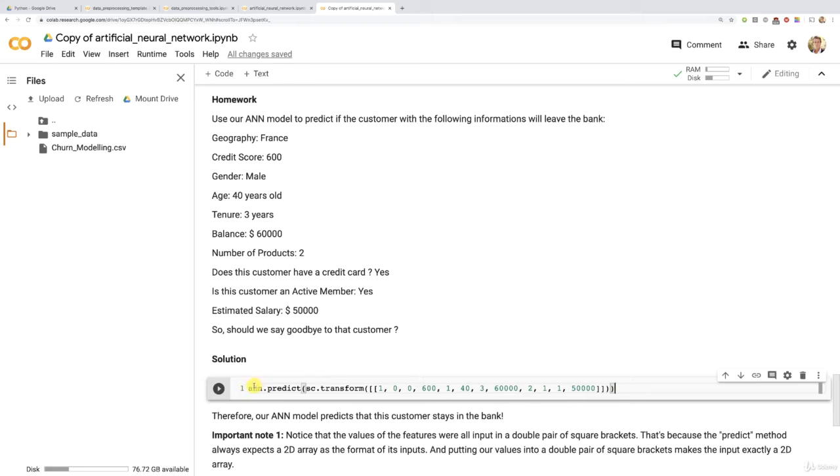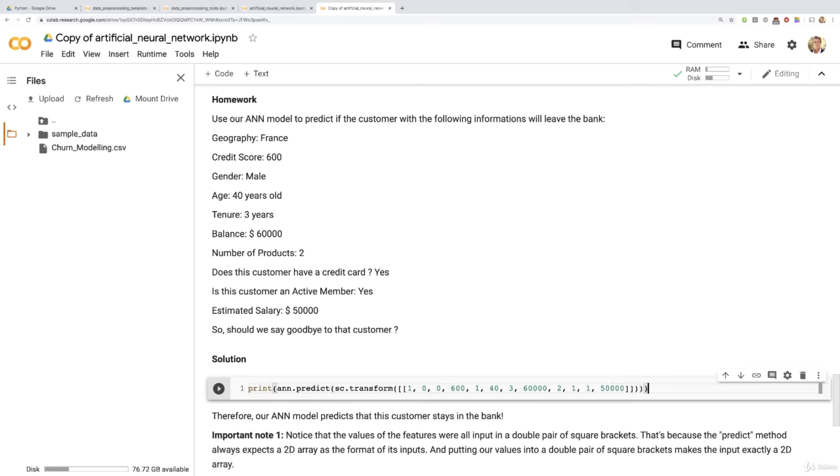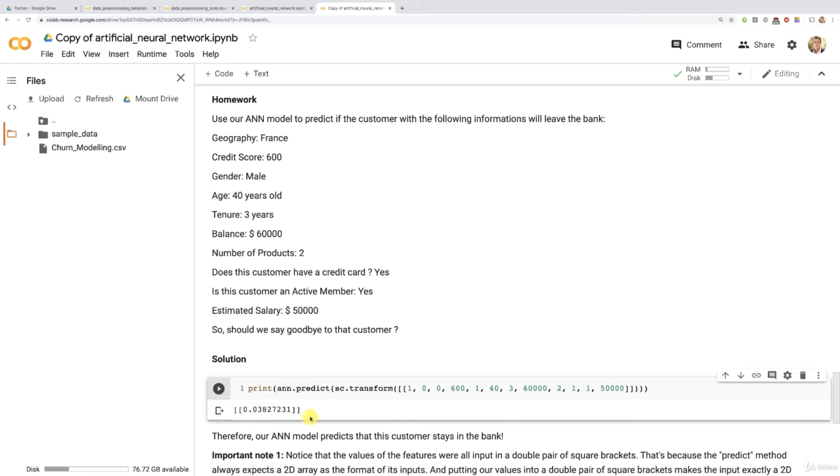So we're going to put all this into a print, right? All this into a third pair of parentheses. Now let me play that cell, and we get that the predicted probability that this customer leaves the bank is 0.04, 0.038, 0.04. And therefore, it is predicted that this customer has a very low chance to leave the bank.